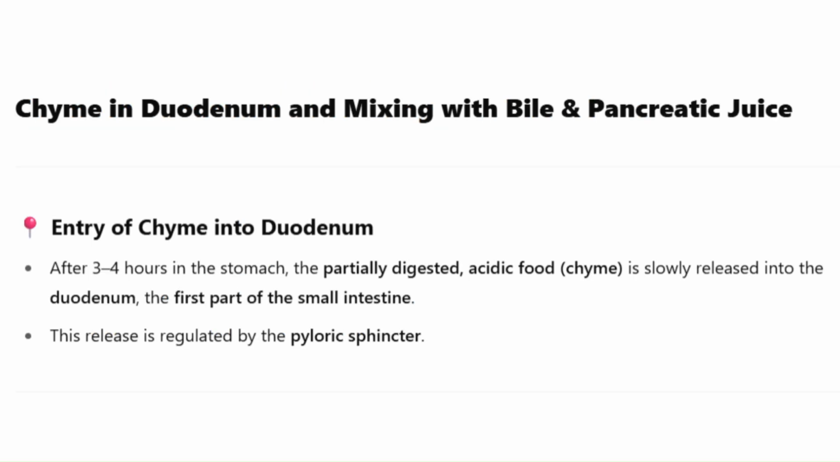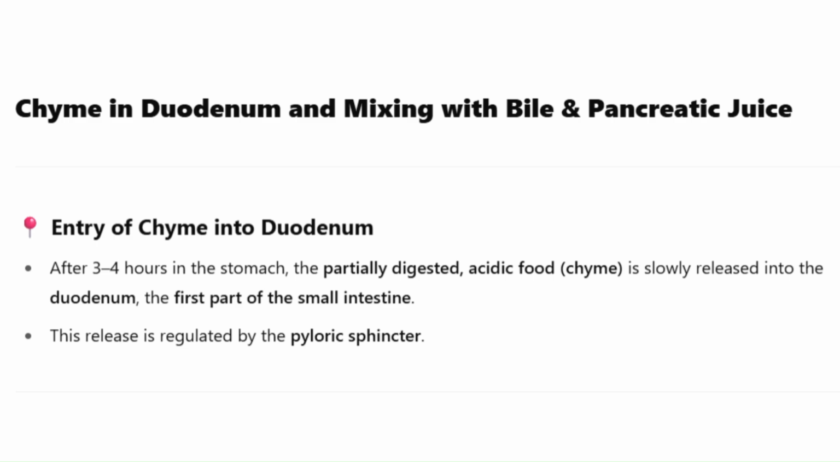After 3 to 4 hours of digestion in the stomach we get chyme, which is further digested in the small intestine. So let's begin. Chyme in duodenum and mixing with bile and pancreatic juice. Entry of chyme into duodenum. After 3 to 4 hours in the stomach, the partially digested acidic food, chyme, is slowly released into the duodenum, the first part of the small intestine.